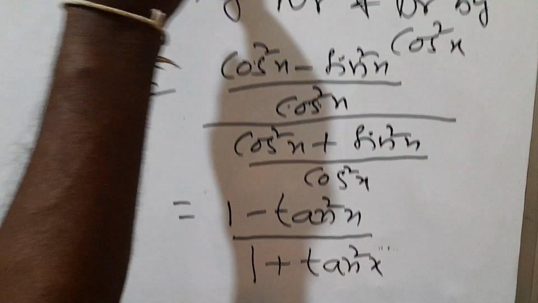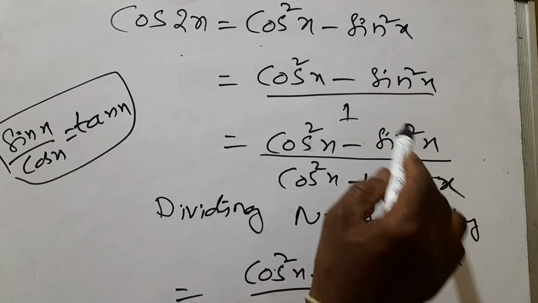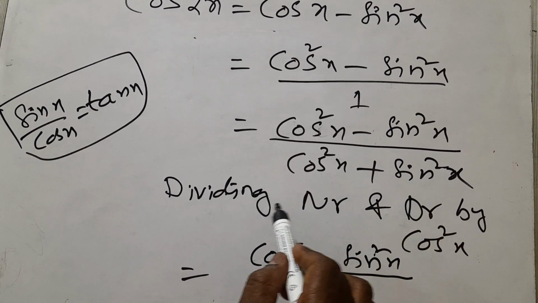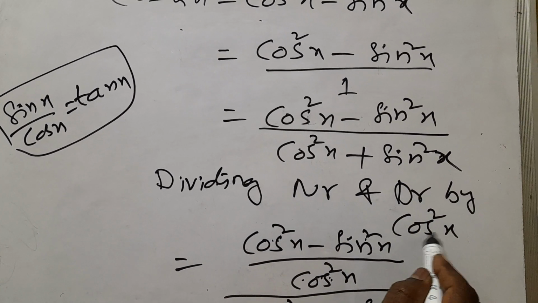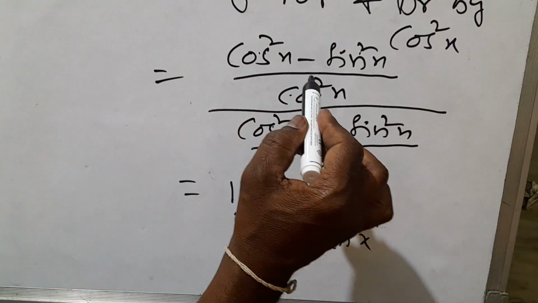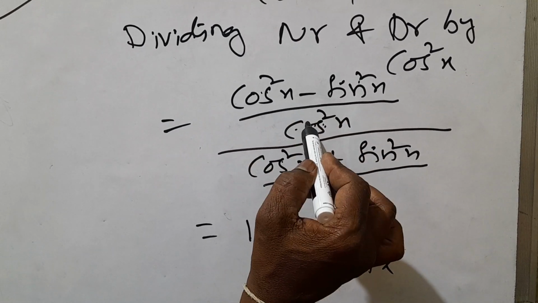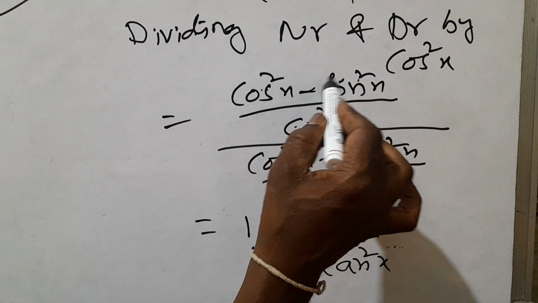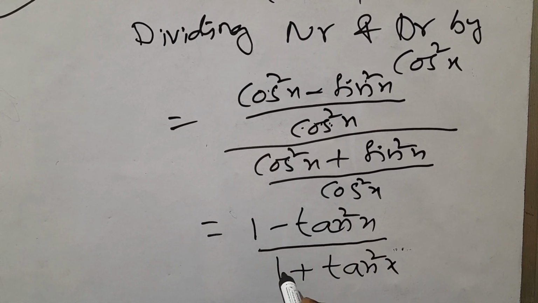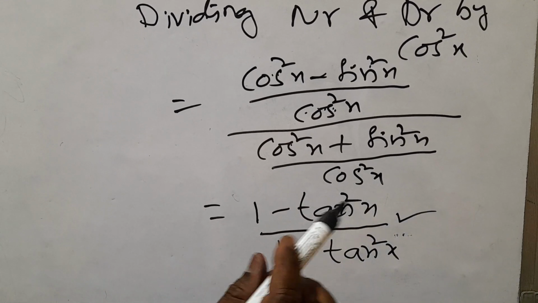So from cos 2x is equal to cos square x minus sin square x, first we took 1 in the denominator. Now in place of 1, I wrote cos square x plus sin square x. Now we are dividing the numerator and denominator by cos square x. Now in the numerator, we take cos square x under each term, that becomes 1 minus sin square by cos square, which is tan square. Similarly in denominator, cos square x by cos square x is 1 and sin square by cos square is tan square. Like that, the fourth formula is derived.